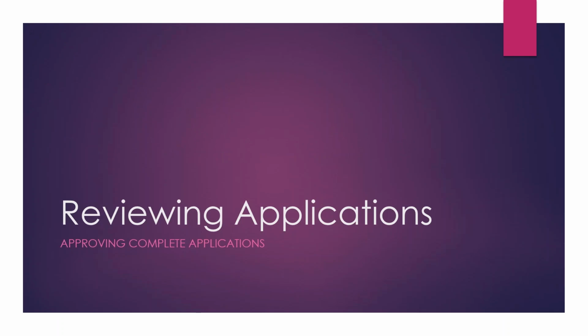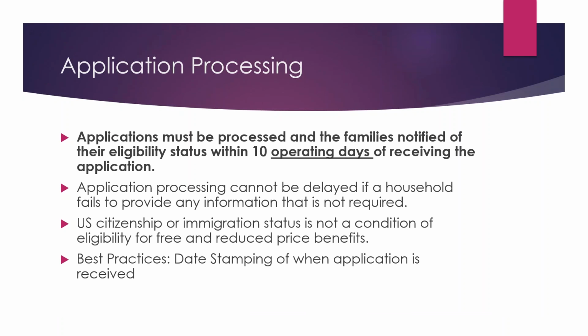Reviewing applications. So this is the part where you're approving complete applications. The application must be processed and the families must be notified of their eligibility status within 10 operating days of receiving the application. The application processing cannot be delayed if a household fails to provide any information that's not required. U.S. citizenship or immigration status is not a condition of eligibility for free and reduced price meal benefits.